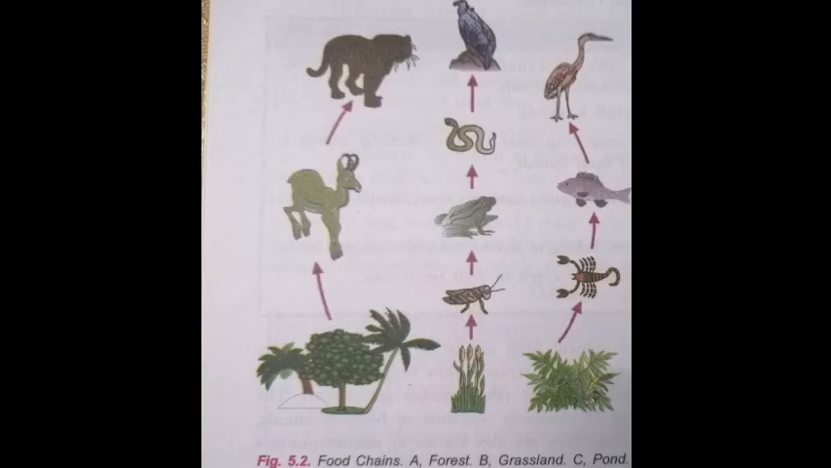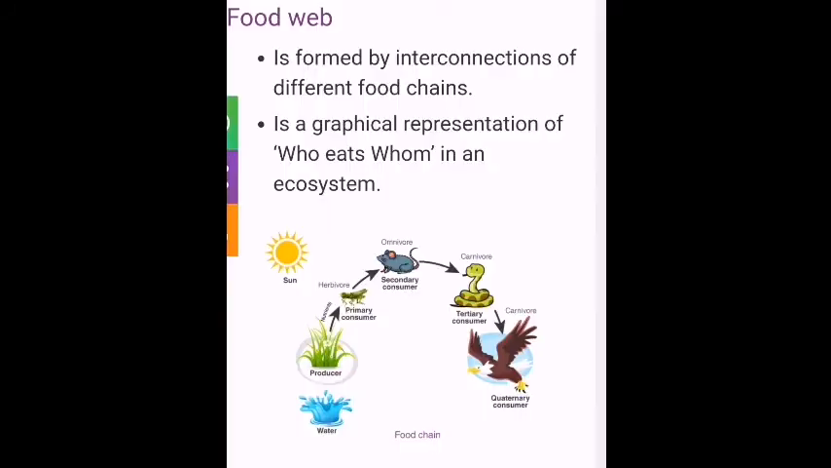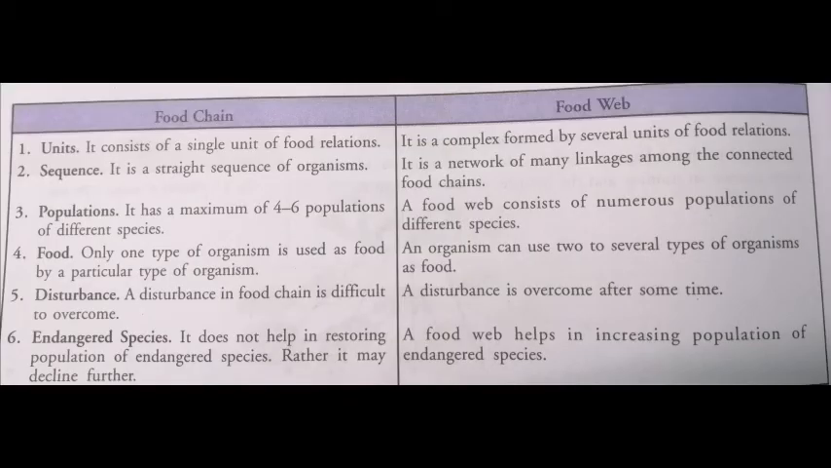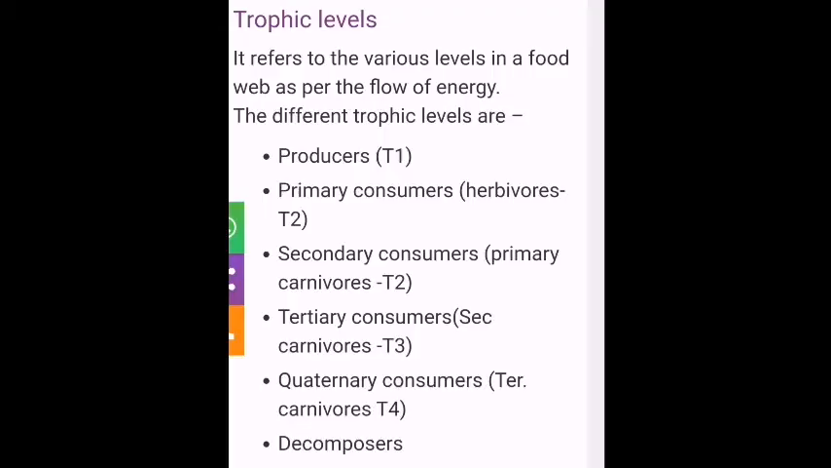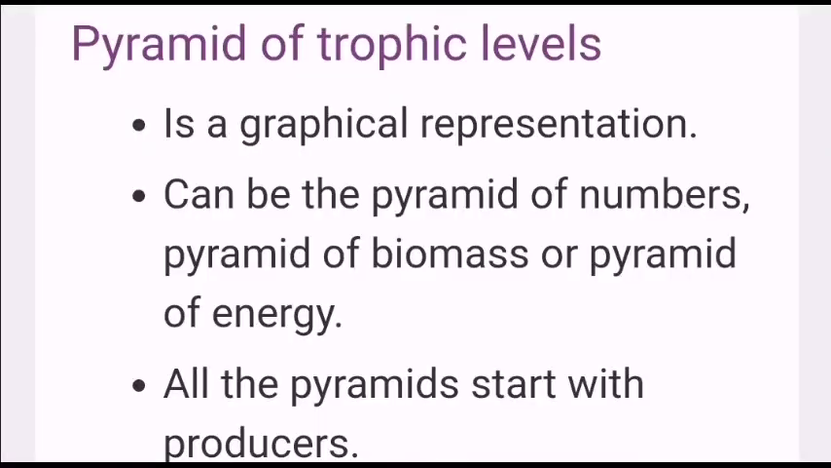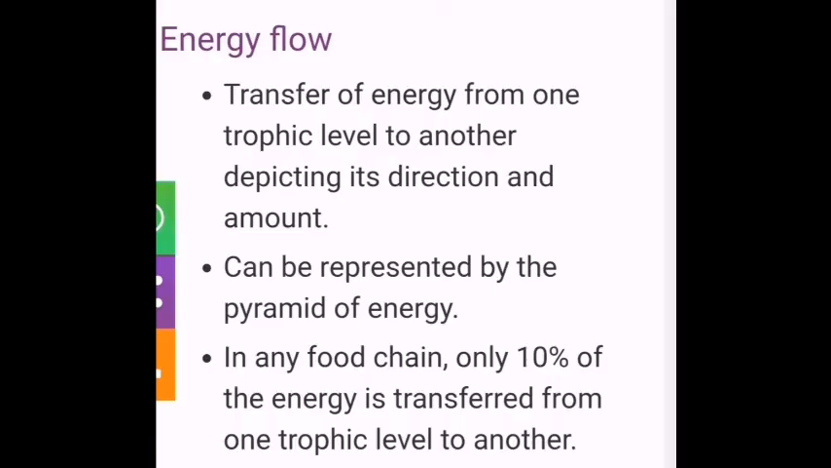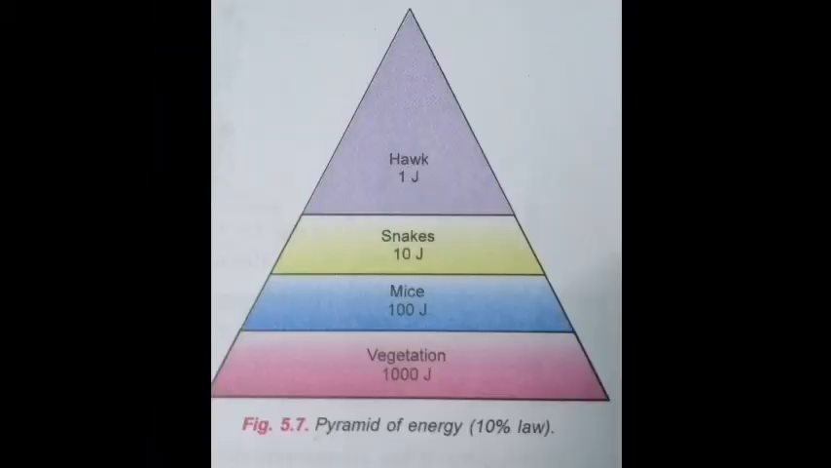different types of ecosystems, food web. Difference between the food chain and food web. The trophic levels in a food chain. How to draw the pyramid of a trophic level. Energy flow in an ecosystem. 10% law. Pyramid of energy.